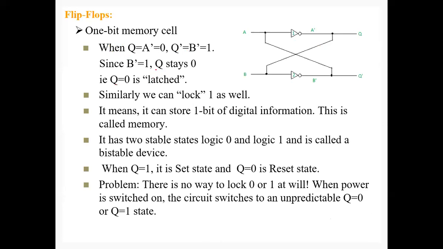So this can be either 0 or 1. If it is 0, it's 0 forever. If it is 1, it's 1 all the time. That's why it can have 2 states, 0 state and 1 state. That kind of device is called a two-stable-state device, or bistable device.